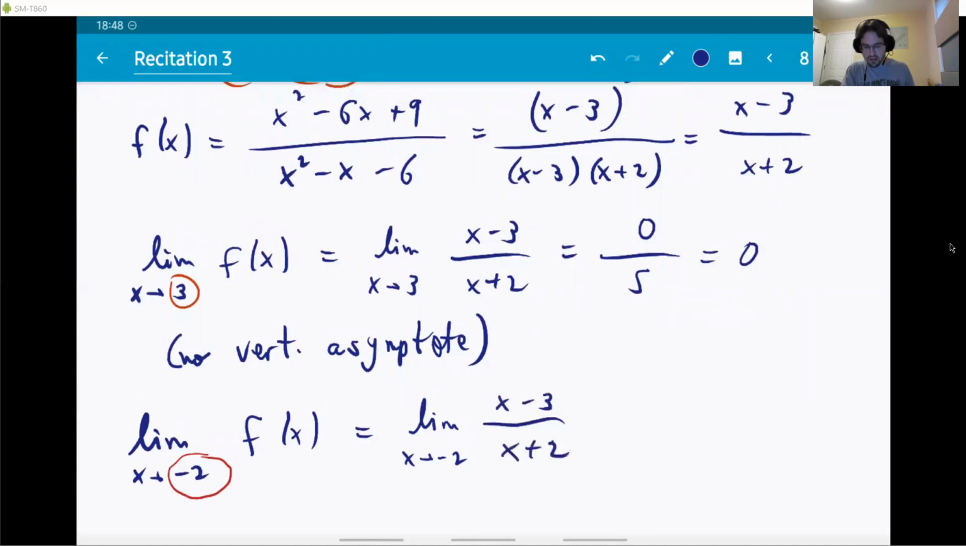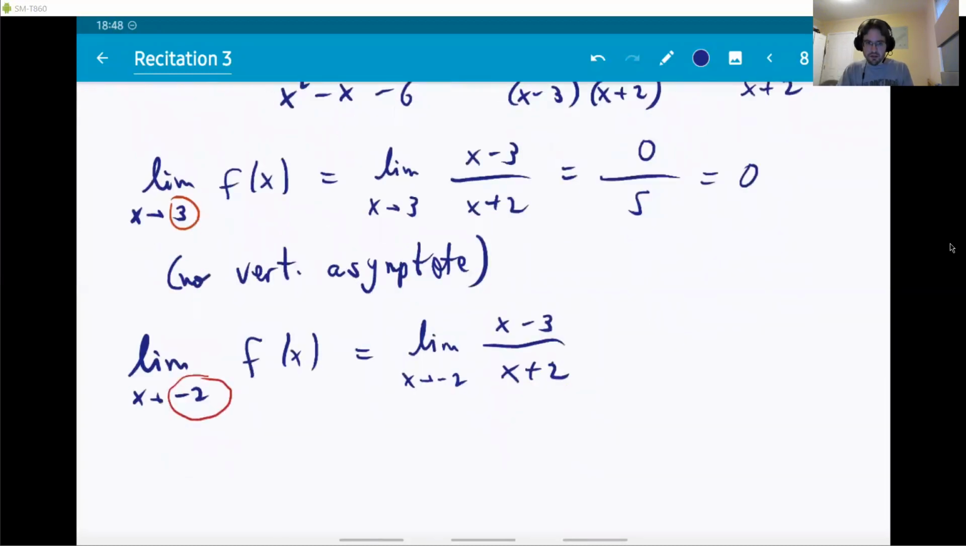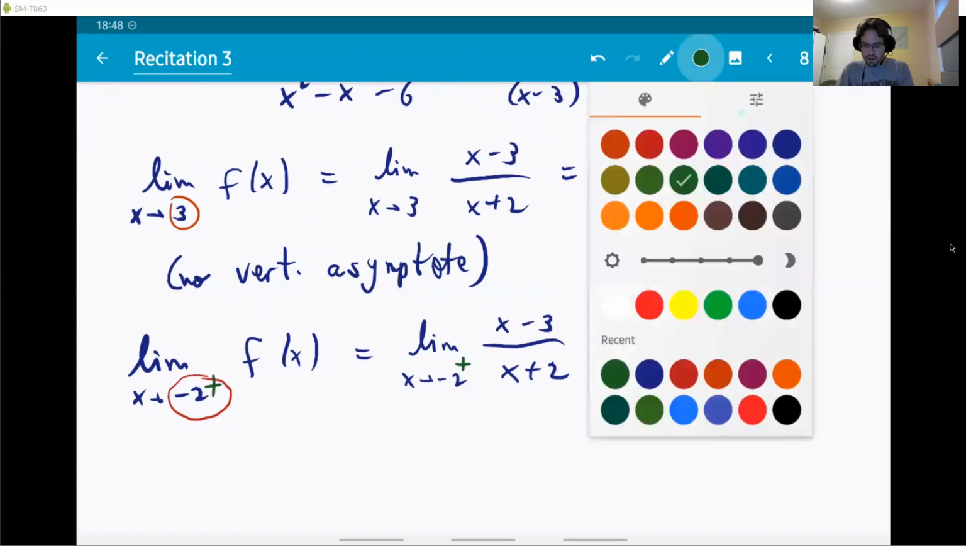If you try to analyze the signs again, you will soon realize this x plus 2 is either positive or negative depending on which side you're coming from. So this limit does not exist. But remember, for a vertical asymptote, as long as at least one of the one-sided limits is infinity, that's already enough. So for example, we can add a little plus here. Let's say we just come from the right.